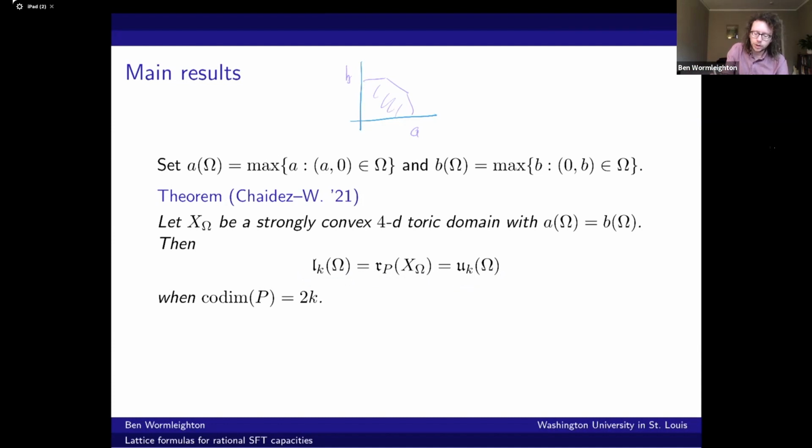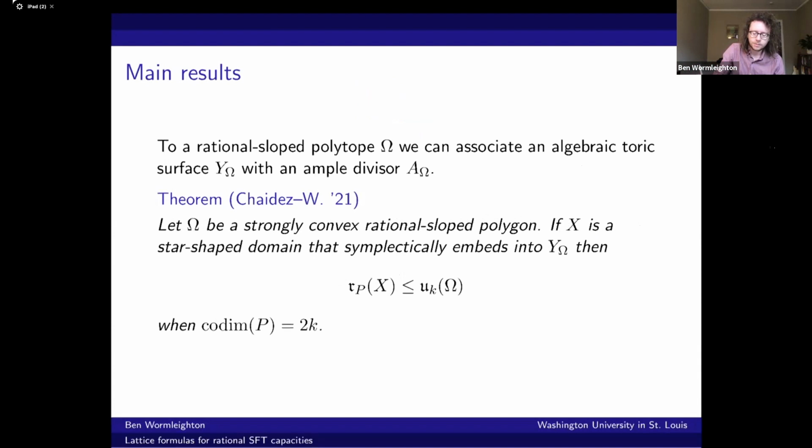Okay, so the way we prove this, as you might expect, is we show that in the case where A equals B, we have LK and UK agree. So in this case, we get exact formulas. And so this covers lots of situations like cubes or many other domains that you can design with this property. And I haven't told you what LK and UK are yet. I'll do that in a few slides.